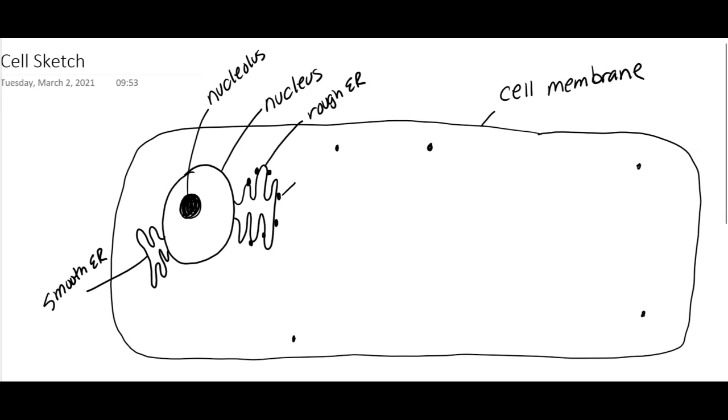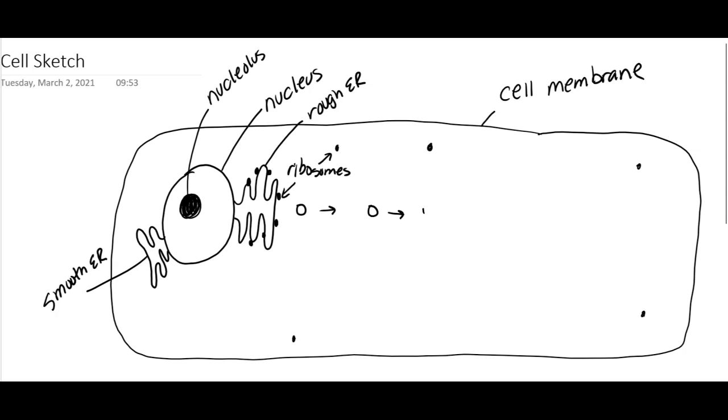Either way, the ER is attached to the nucleus. It's a hallway transportation center attached directly to the nucleus. And there we are labeling the ribosomes. Now you'll notice there are ribosomes also throughout the whole cell. They're not only attached to the rough ER, they can be located floating around in the cell in the cytosol, which is the jelly-like substance.